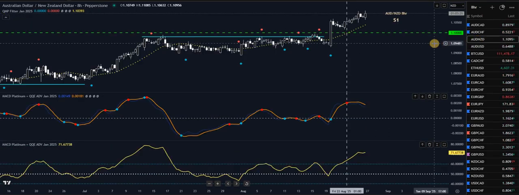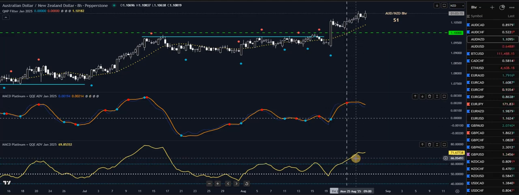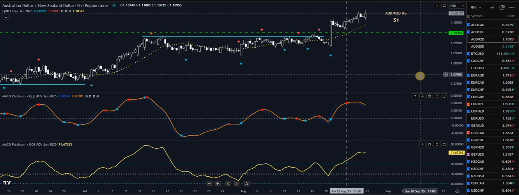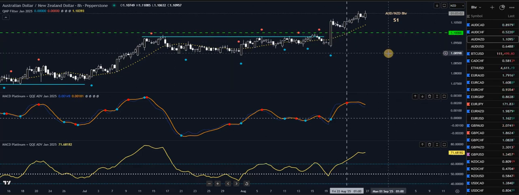Aussie New Zealand, no trade on. It's heading up slowly, potentially setting up for a sell. We've got a red dot on the MACD Platinum above the 0 level. The QQE is well above the 60 level already, but it's grinding up, and so is this still. Just waiting patiently. You see green dashed lines like this, normally a big round number. In this case, it's the 1.1 level.